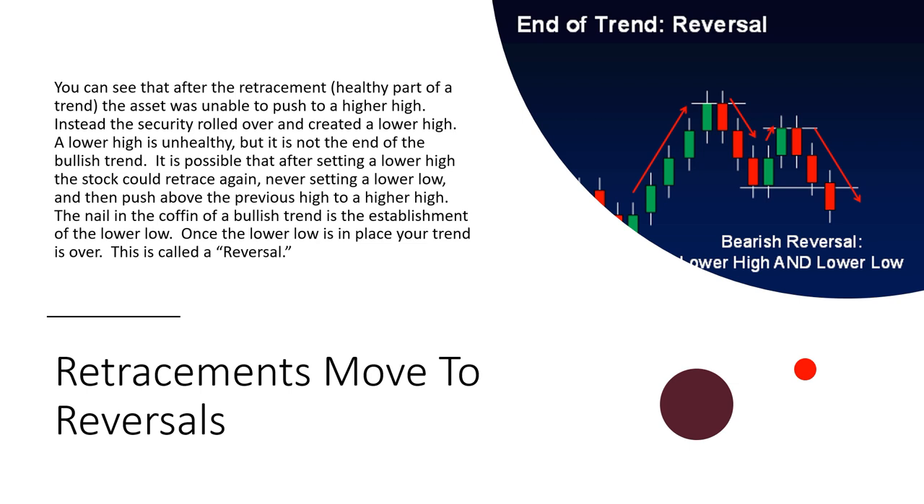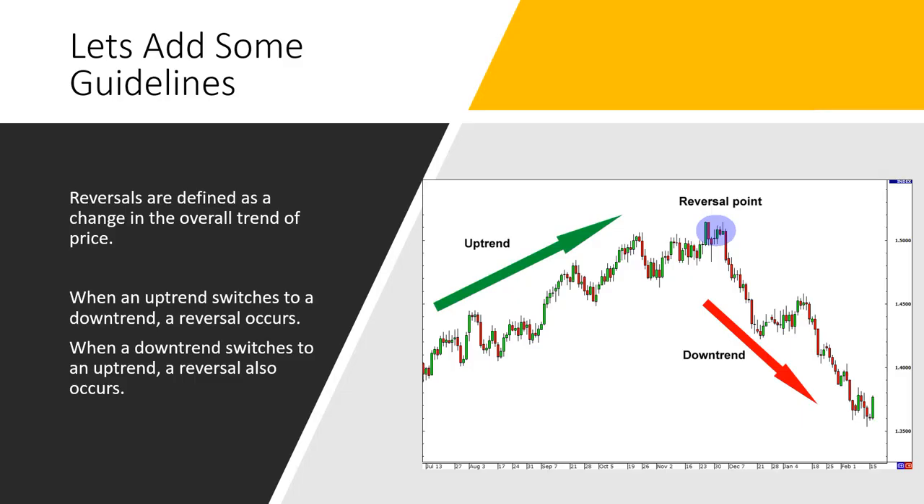The nail in the coffin of a bullish trend is the establishment of a lower low. Once the lower low is in place, your trend is over, and this is why it's called a reversal. So reversals are defined as a change in the overall trend of price. When an uptrend switches to a downtrend, a reversal occurs.